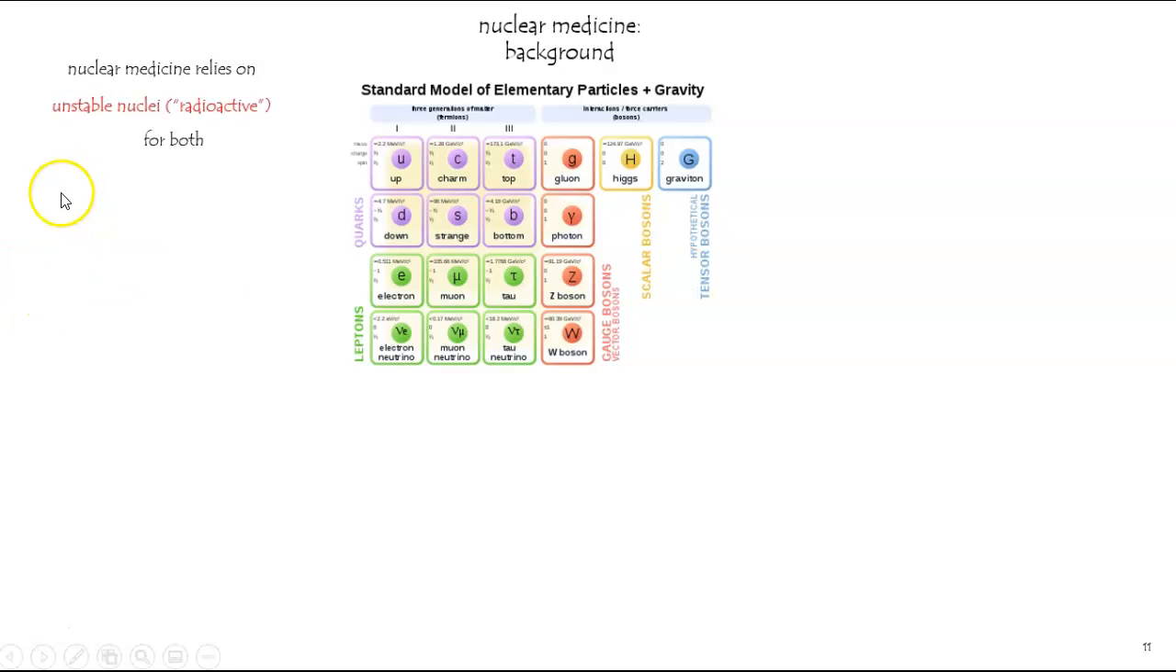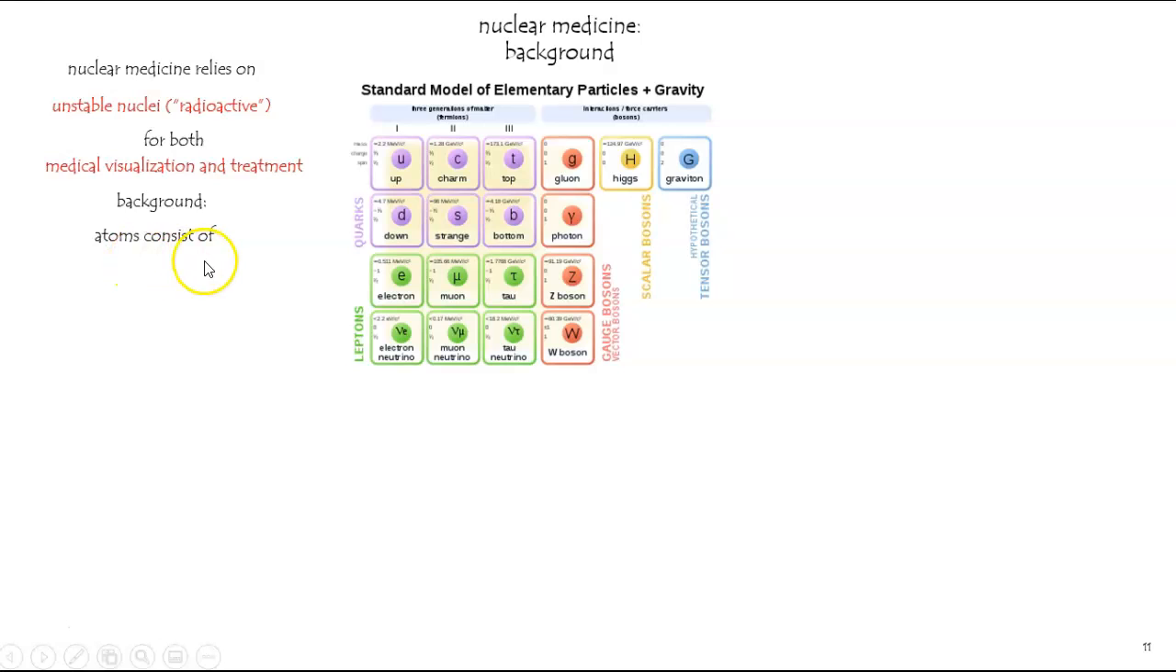Any nuclear process begins with a radionuclide, that is an unstable nucleus, sometimes called radioactive. It's a substance which will eject something from its nucleus. Notice nuclear processes do that, but chemical processes do not. In a chemical process, the nucleus is maintained.